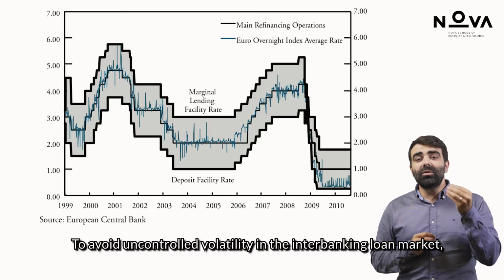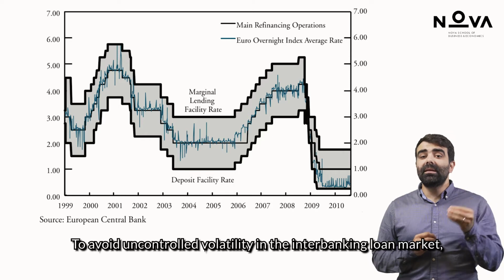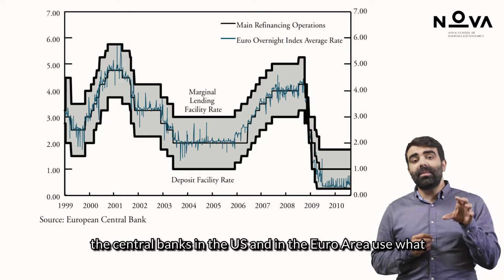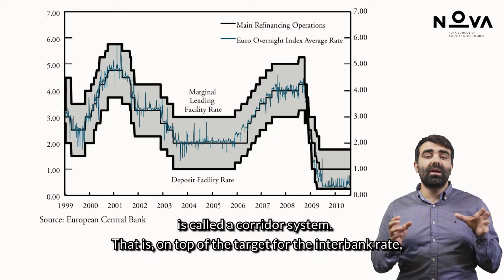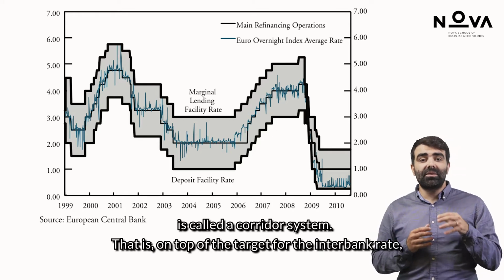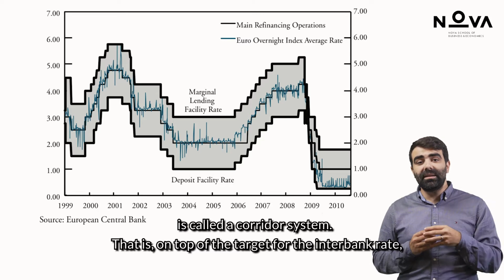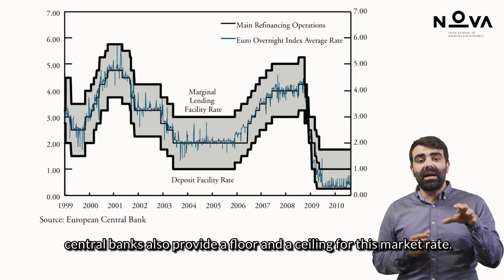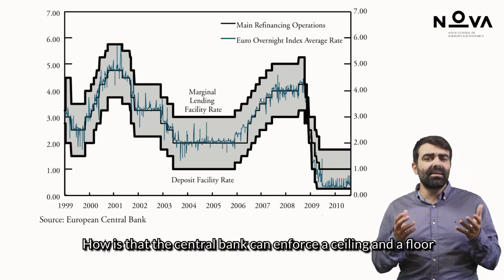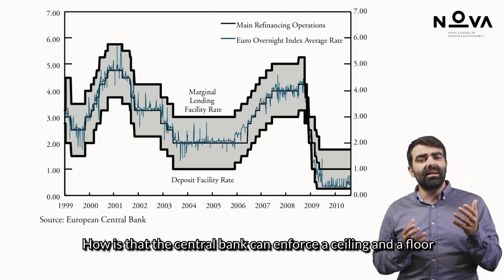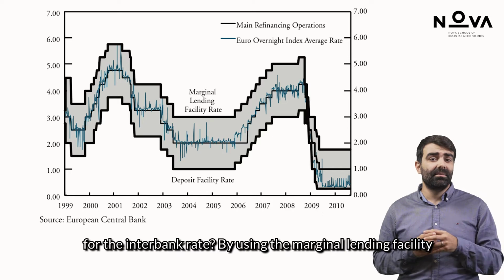To avoid uncontrolled volatility in the interbank loan market, the central banks in the US and in the euro area use what is called a corridor system. That is, on top of the target for the interbank rate, central banks also provide a floor and a ceiling for this market rate. How is it that a central bank can enforce a ceiling and a floor for the interbank rate?